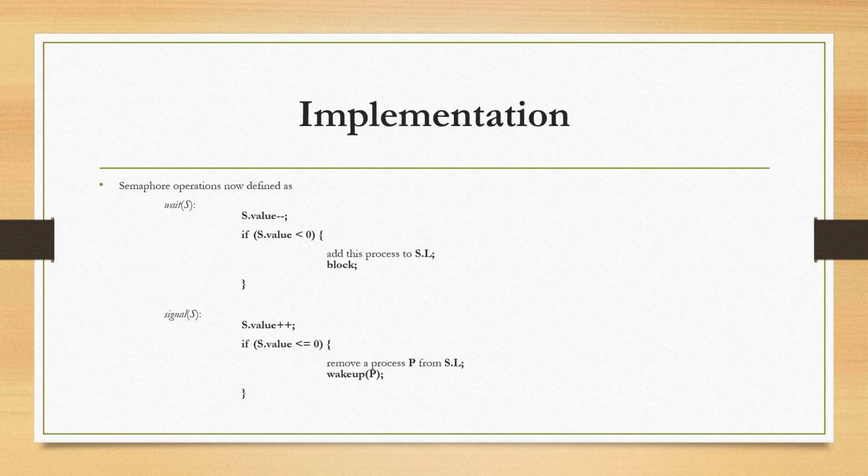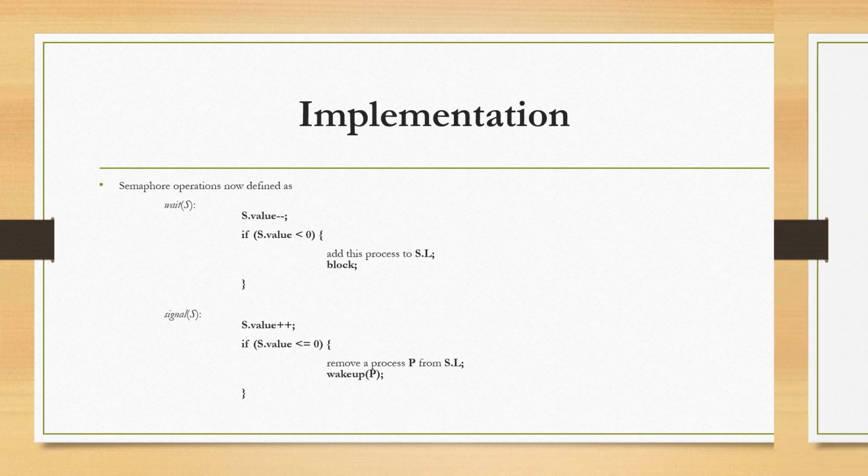Key concepts: blocking. When a process cannot access the resource, it is added to the list of blocked processes. Waking up. When a resource becomes available, a blocked process is resumed. Semaphores are essential for ensuring mutual exclusion and preventing race conditions in multi-process environments, allowing processes to safely share resources without conflict.